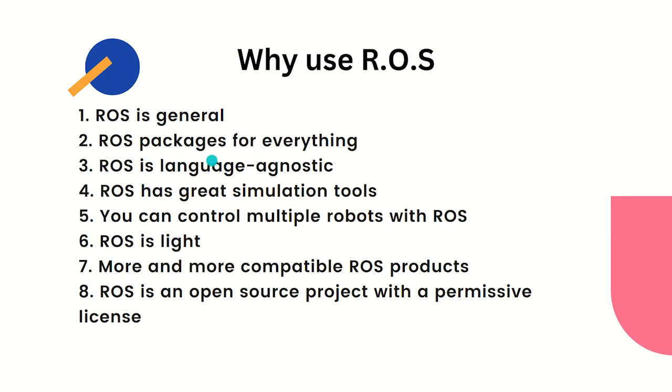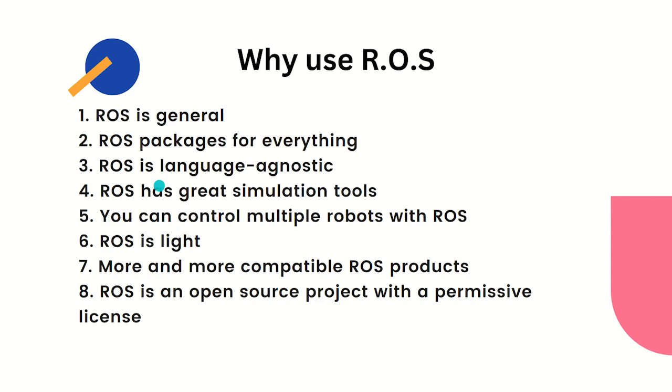The second point is ROS has packages for almost everything. For example, if you need to compute a trajectory for your robot, there is a package for that. Use your joystick to control the robot, there is also a package for that. Or you want to map out your room with a drone, then there are many packages to do that also.